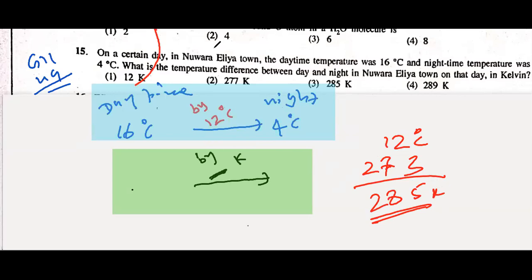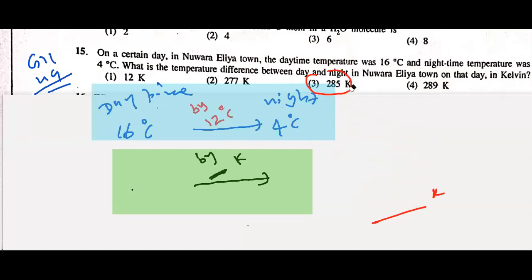Please raise your hand, those who have followed this method and got the third answer. Decreased by 12 degrees Celsius, to convert into Kelvin, you add 273. This is wrong. This method is wrong. The answer is not 285 Kelvin.